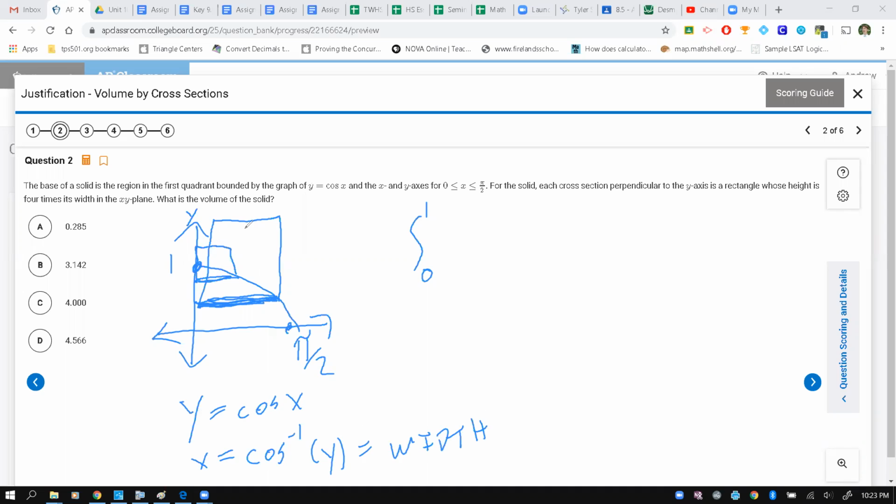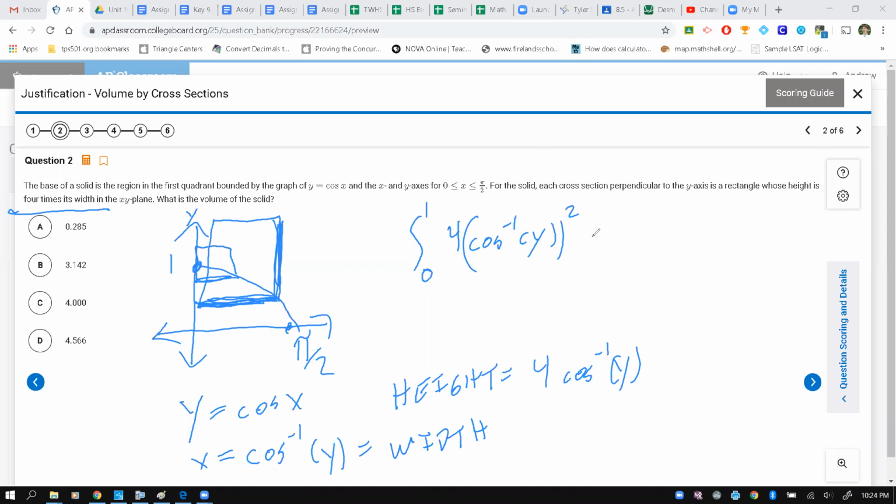To find the area, I need to take that width and multiply it by the height. We're told that the height is 4 times the width. So this is the width, and the height would be 4 times that. To find the area, I just multiply those together and then integrate. So my volume will be the integral from 0 to 1 of 4 cosine inverse of y squared dy.